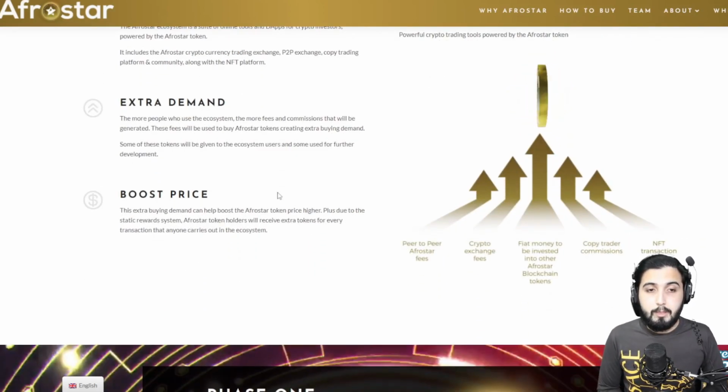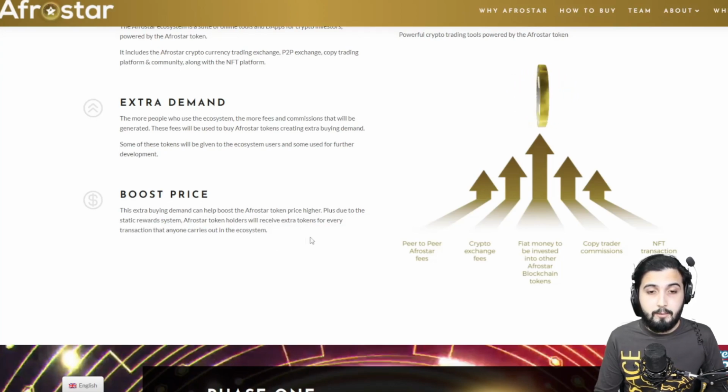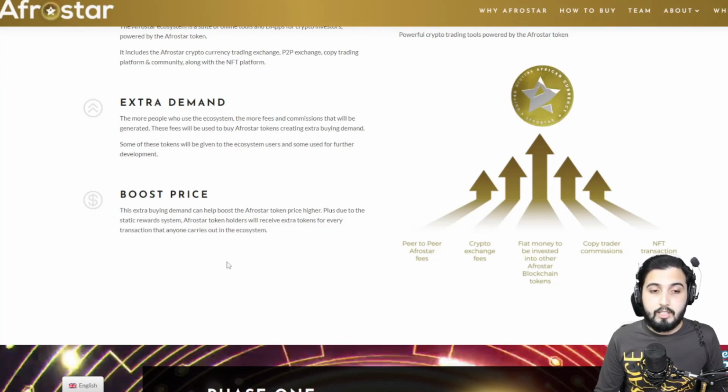Extra demand: the more people who use the ecosystem, the more fees and commissions that will be generated. These fees will be used to buy Afrostar tokens, creating extra buy demand. We're going to take a look at the protocol that's applied on every single transaction to have a better understanding of how this whole thing is going to work. Boost price: this extra buying demand can help boost the Afrostar token price higher. Plus, due to the static reward system, Afrostar token holders will receive extra tokens for every transaction that anyone carries out in the ecosystem.